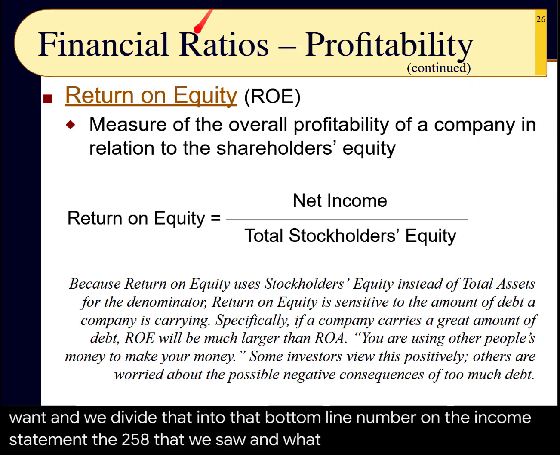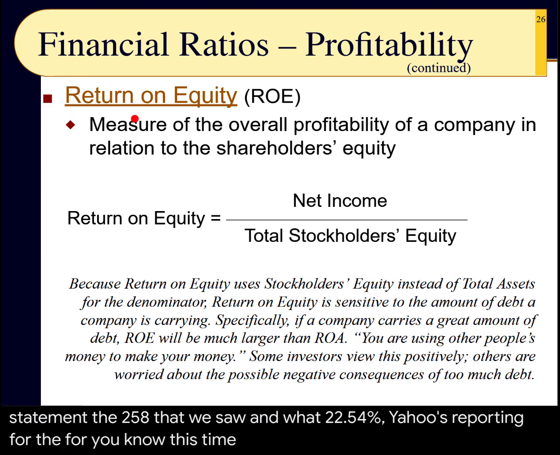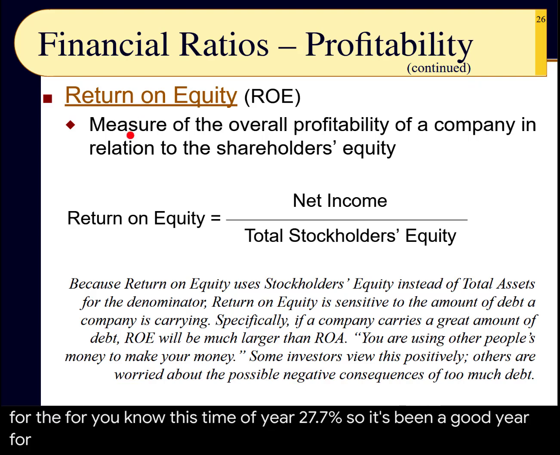And what do we get? What do we get for return on equity? A very respectable 22.54%. Yahoo's reporting for this time of year, 27.7%. So it's been a good year for Sprouts.